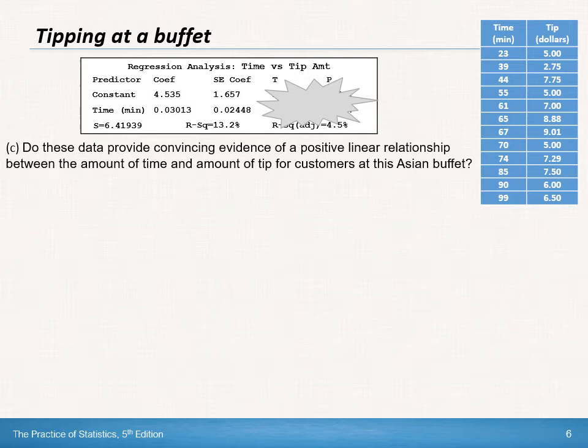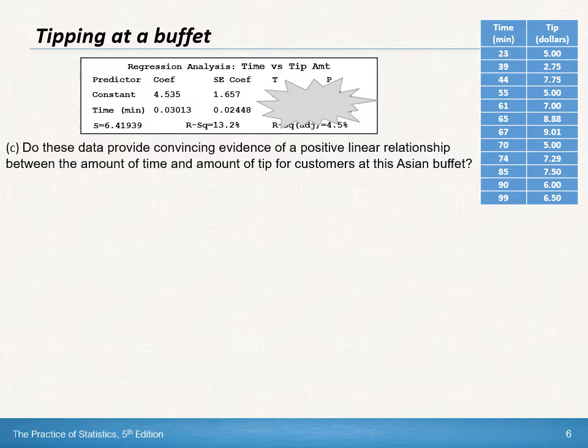I revealed some of the Minitab printout now. I still have covered up part of it so that you can do the rest of this problem without looking at that and figuring out the answers from the Minitab printout. So here we go, part C. Do these data provide convincing evidence of a positive linear relationship between the amount of time and the amount of tip for customers at this Asian buffet?